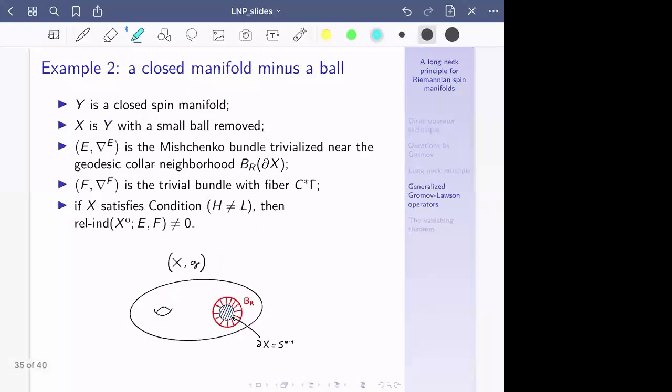All right. Another example, but I will not go over details, is in the case of a closed manifold minus a ball. I'm going to use exactly the idea to trivialize the Mishchenko-Fomenko bundle over the small ball that I remove, which is contractible. And then, at the end of the day, in this way, you can construct a pair of bundles.